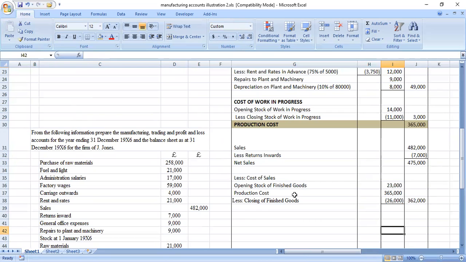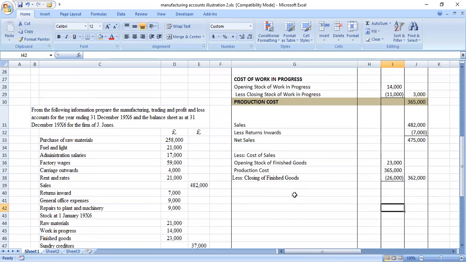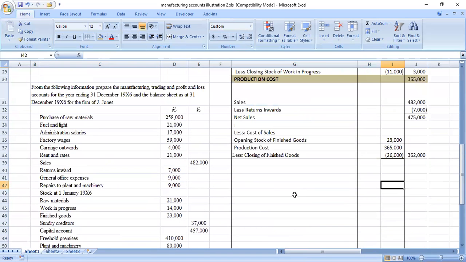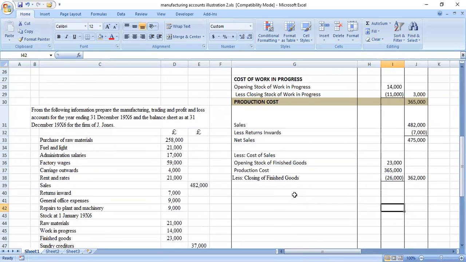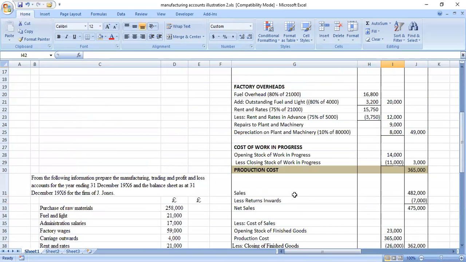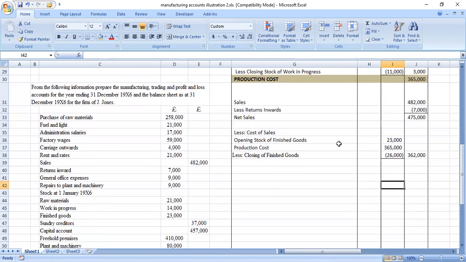Unaone kitu finished goods 23. Let me confirm something before we proceed. 23, work in progress, 14, raw materials, 21. Okay, so now we list the cost of sales. It should be deducted, so we put it in brackets.